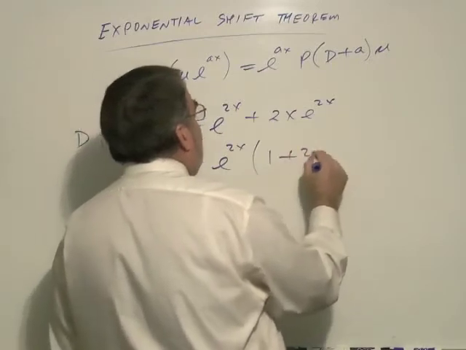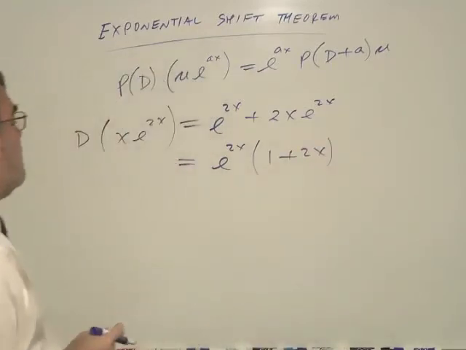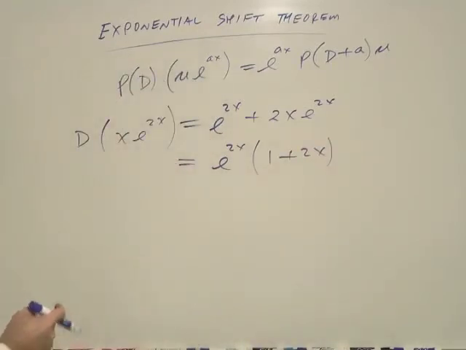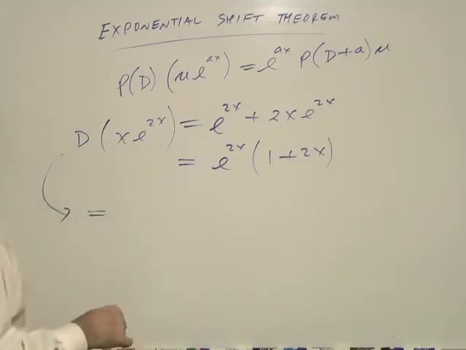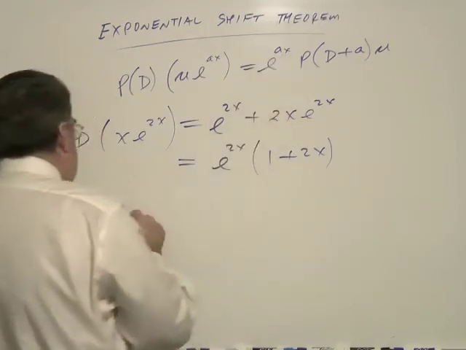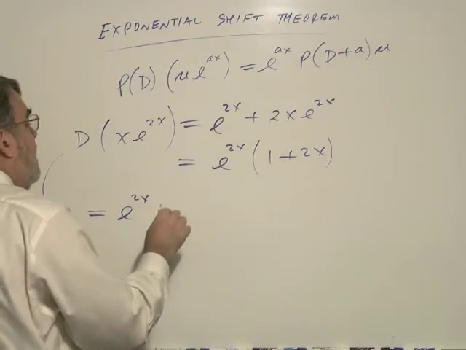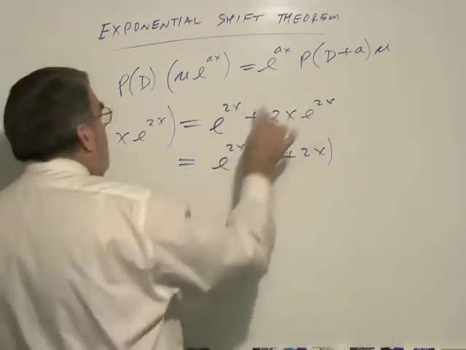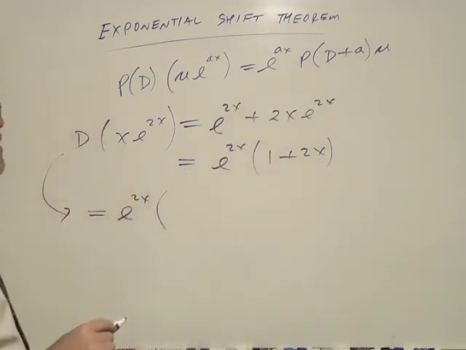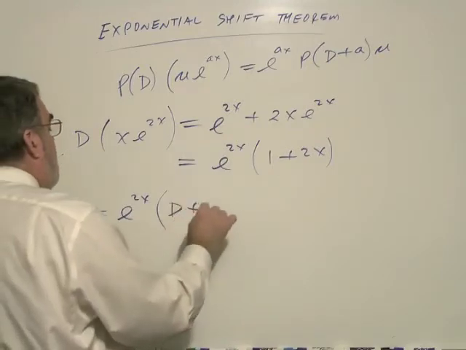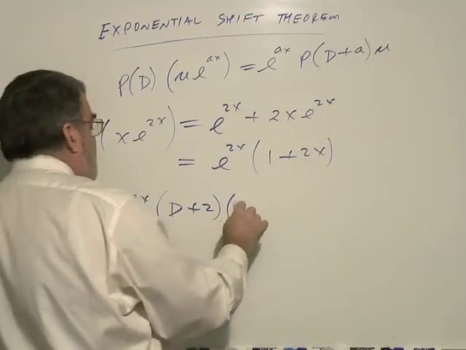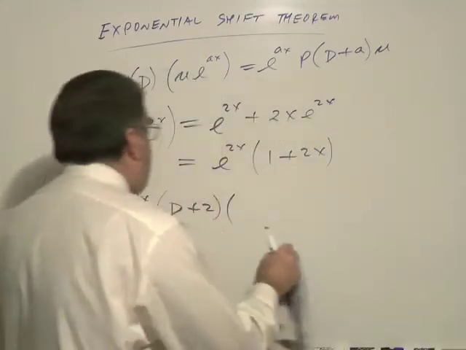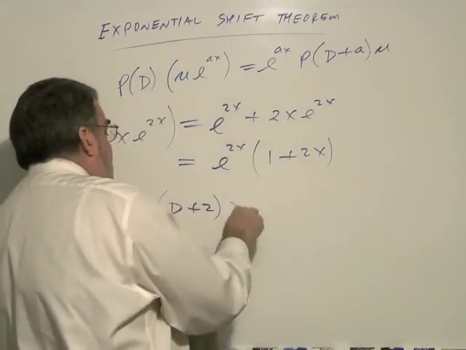That would leave us 1 plus 2x. Okay. Now, according to the exponential shift theorem, this equals e to the 2x, and then we have the polynomial operator D plus a, so that would be D plus 2, operating on u, which is x. Operating on x, so I'm just going to write x here.